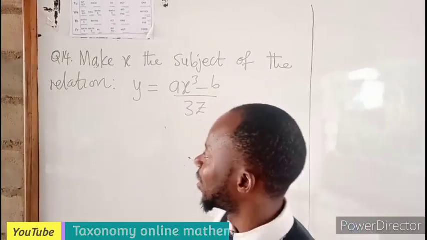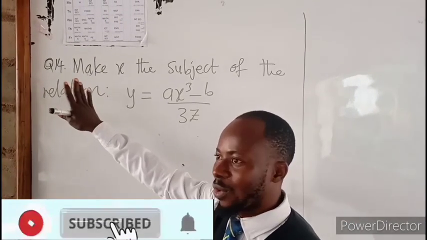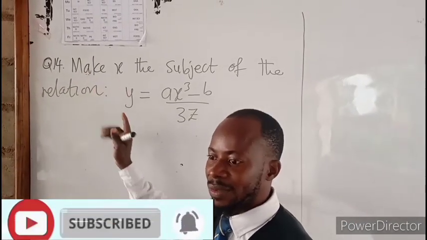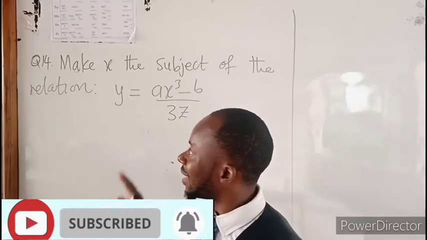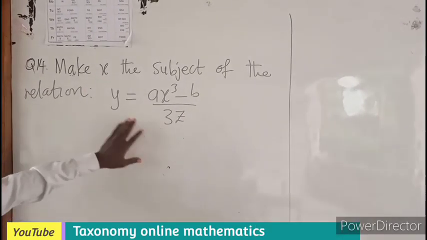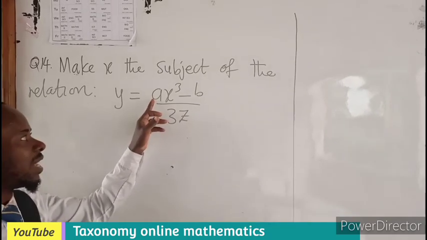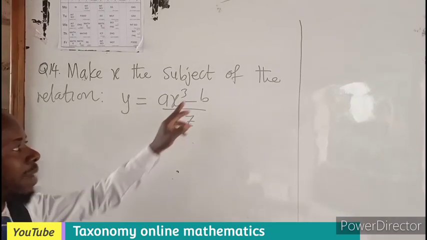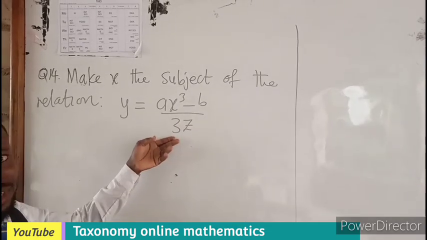We are still on the fractions on WASSCE. Now we are on fraction number 14. We'll be solving 14 and 13 in this episode. To make x the subject of the relation y equals ax to the power 3 minus b, all divided by 3z.